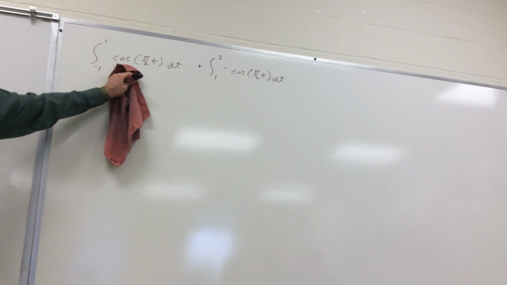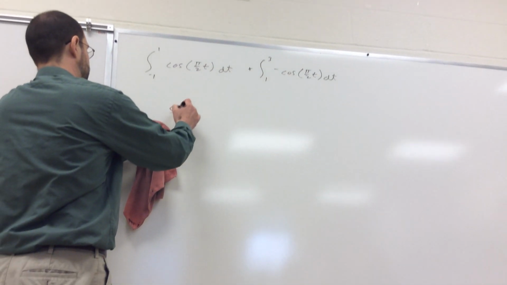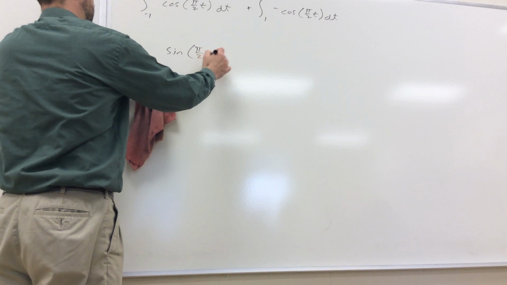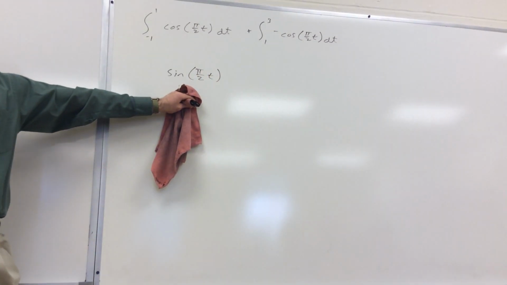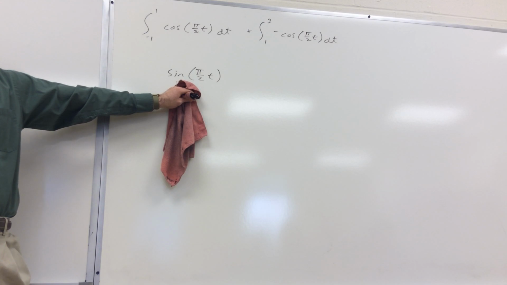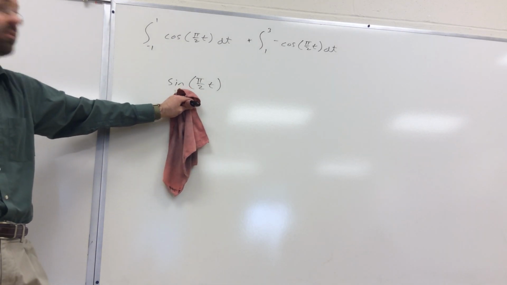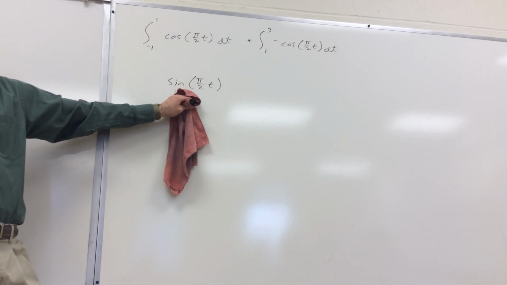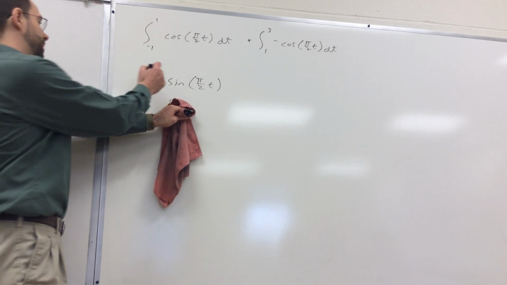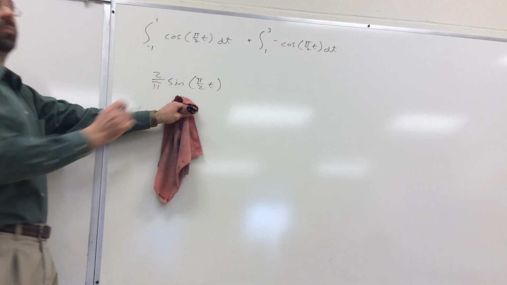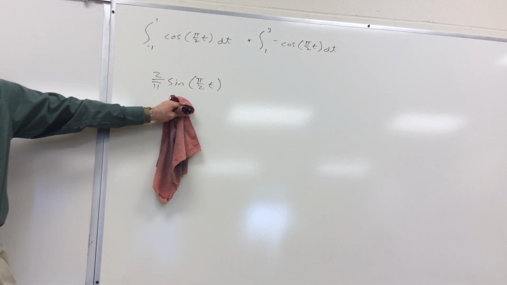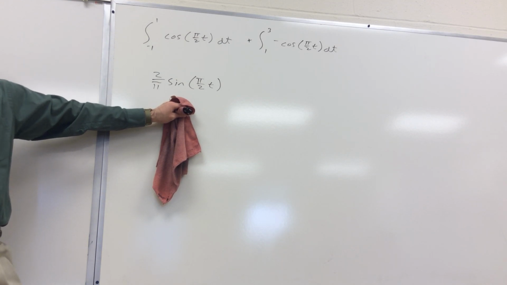Okay, so the antiderivative of cosine is sine. That's pretty much the right answer, but it's not exactly the right antiderivative. The reason that's not exactly right is if you took the derivative of this, chain rule would happen. An extra pi over 2 would pop out. So we need to multiply by 2 over pi to compensate for that. So that was backwards chain rule that I just did.